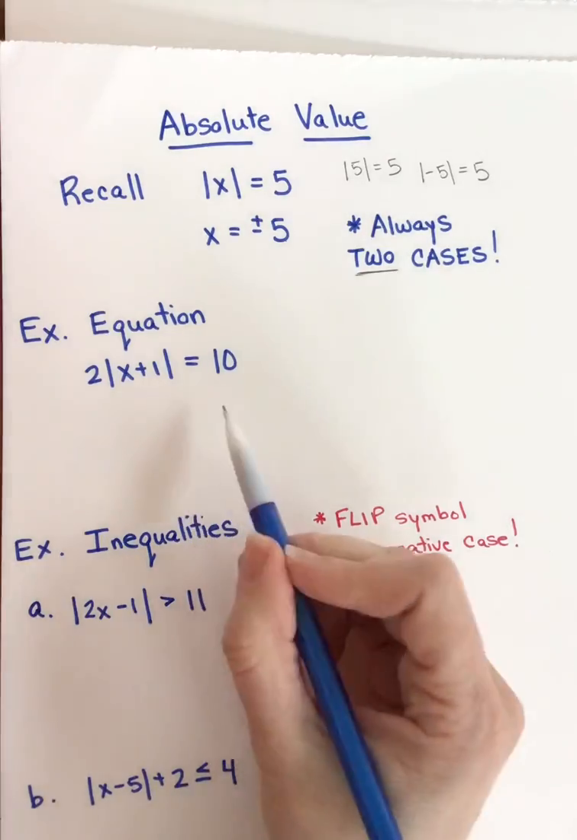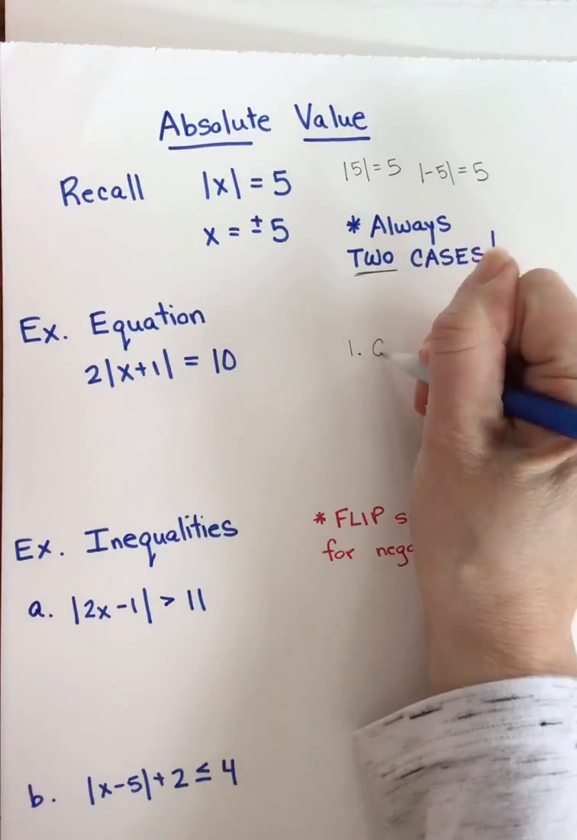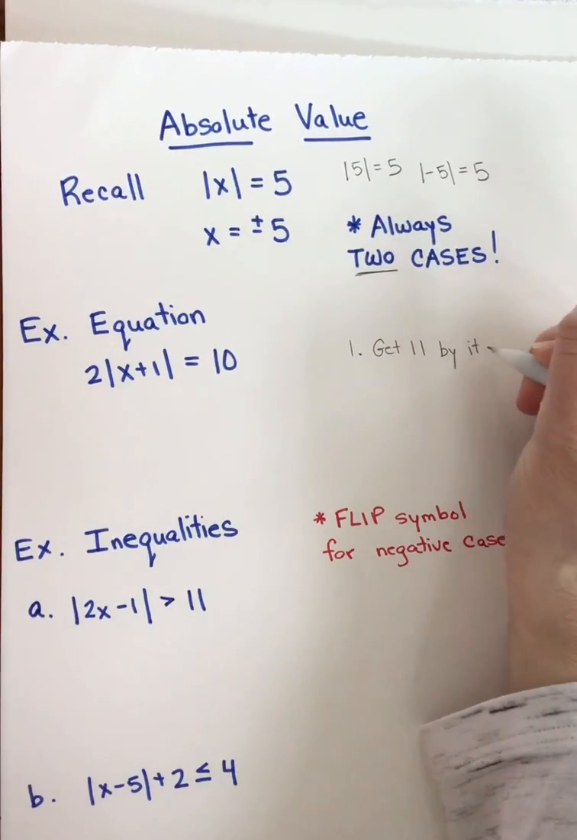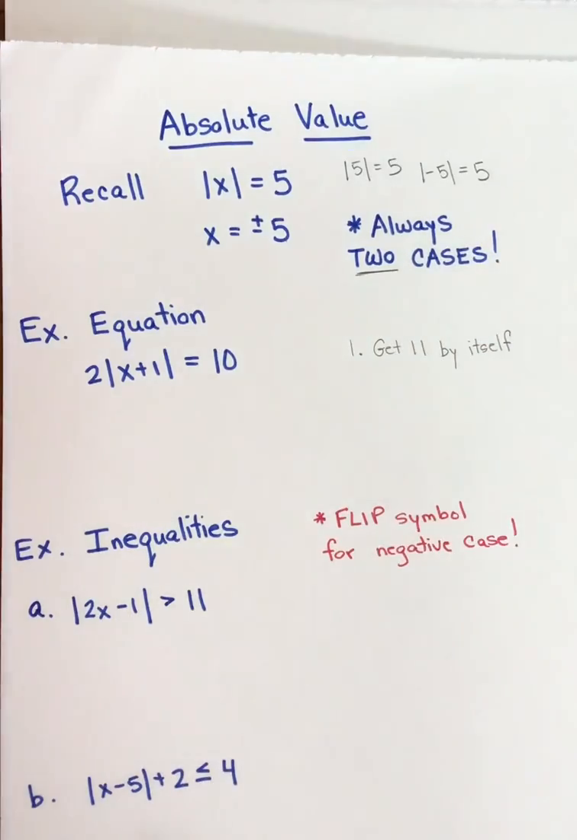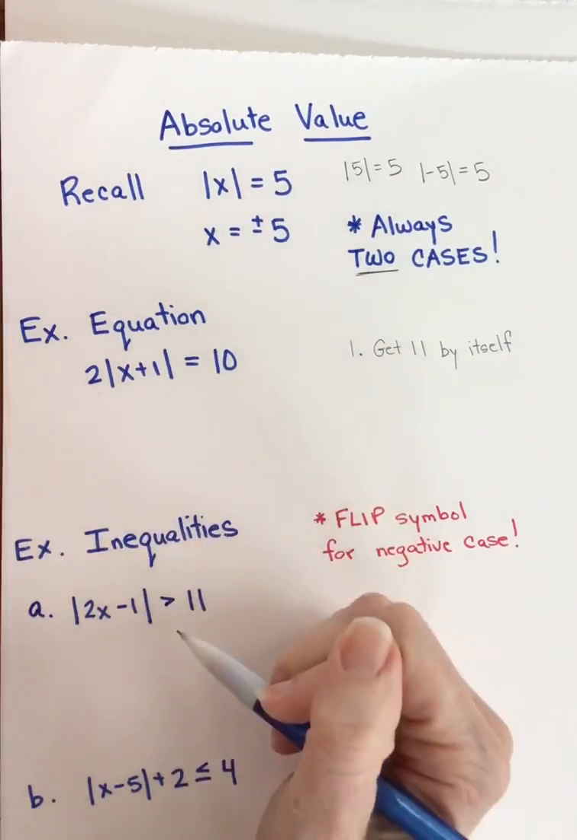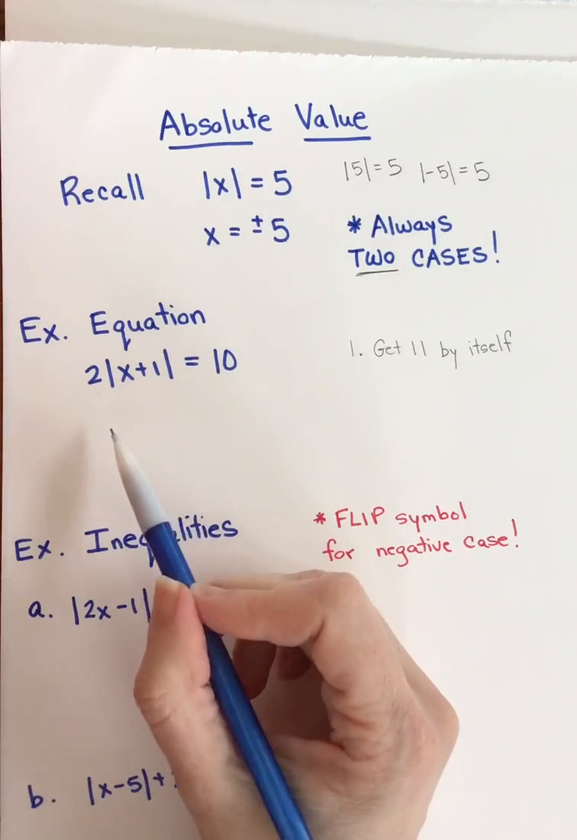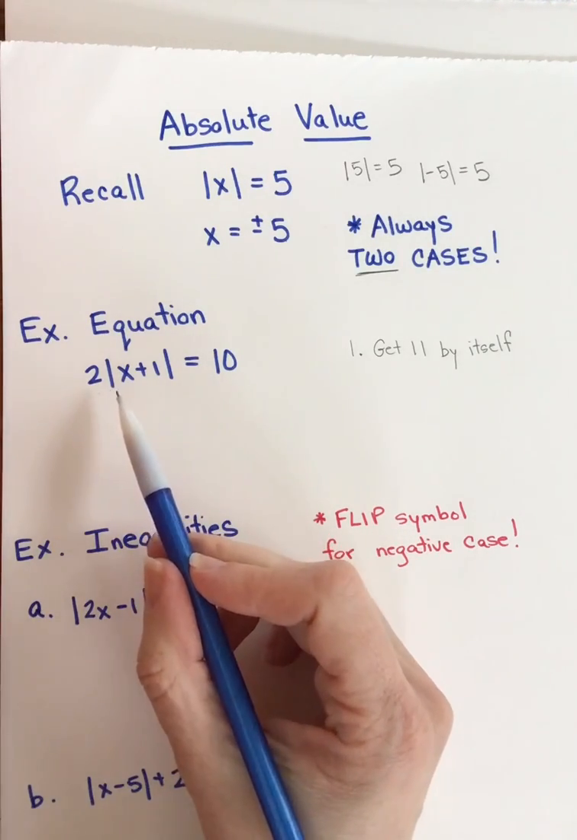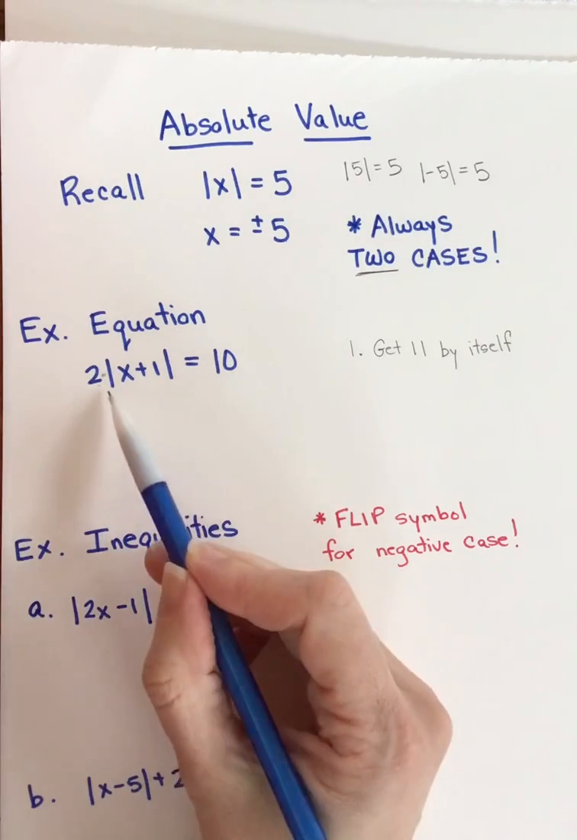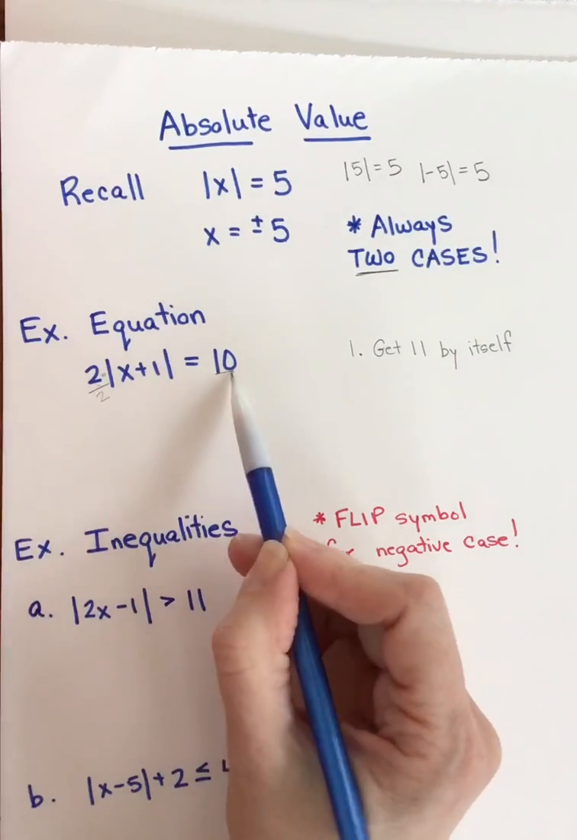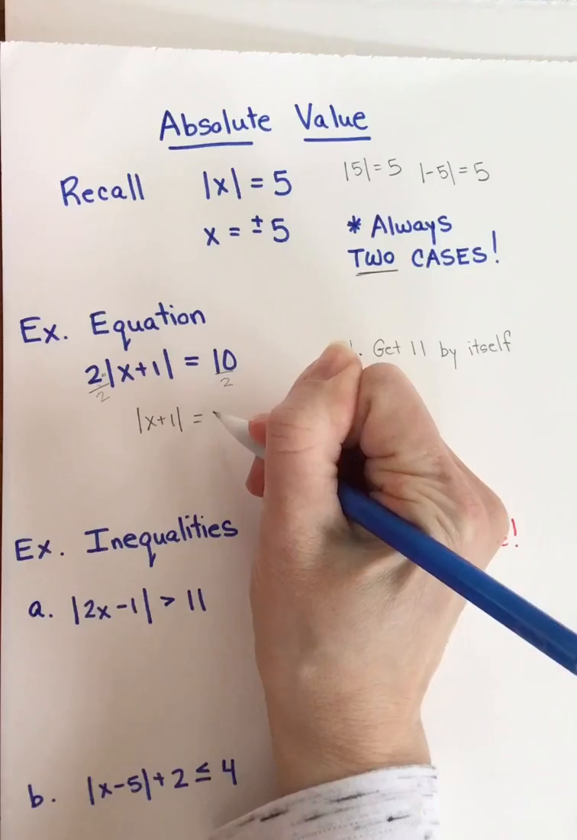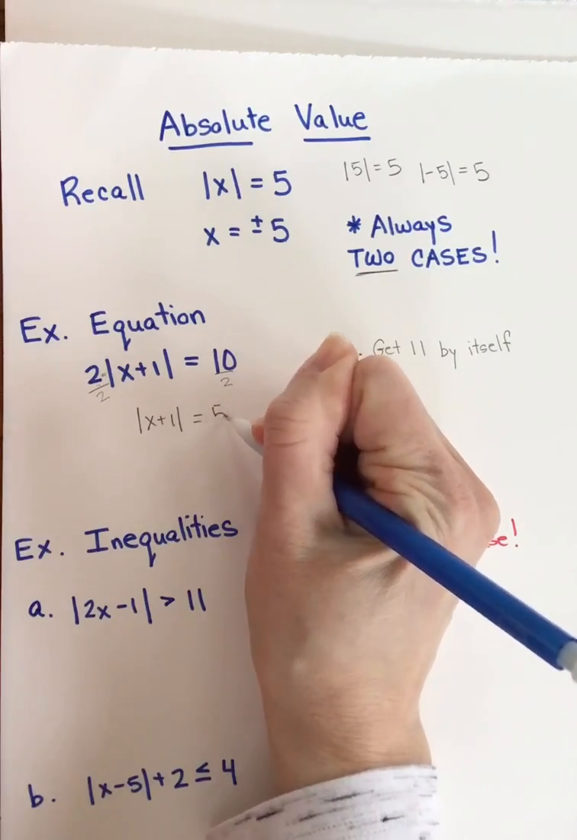Okay, so when I'm solving equations, the first thing I want to do is get the absolute value by itself. That means you're going to move anything that's bothering the absolute value. So in this case, the 2 is bothering the absolute value. Please do not distribute into those absolute value walls. That is not going to get you the right answer. What is the 2 doing? It's multiplying. So in order to undo that, I need to divide. I divide both sides by 2, and I get the absolute value of x plus 1 equals 5.